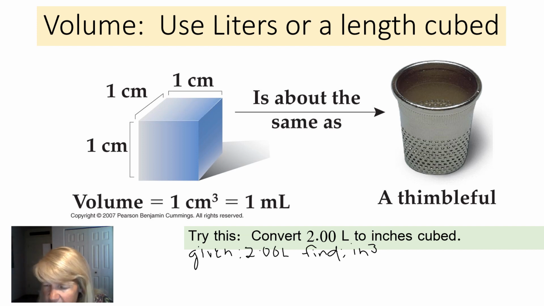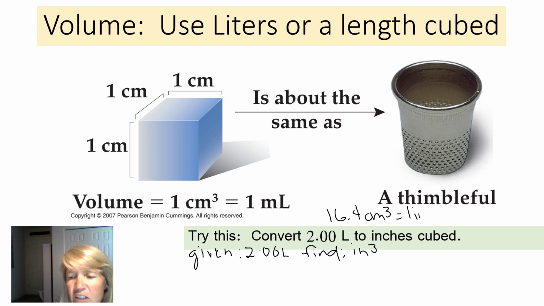Okay, so we're going to need that number that we just came up with, the 16.4 centimeters cubed equals 1 inch cubed. Okay, we start with our given, 2.00 liters. But we can't use this yet because instead of liters, we need centimeters cubed. And so now we're going to fall back on this, that 1 centimeter cubed equals 1 milliliter. So first we're going to go to milliliters.